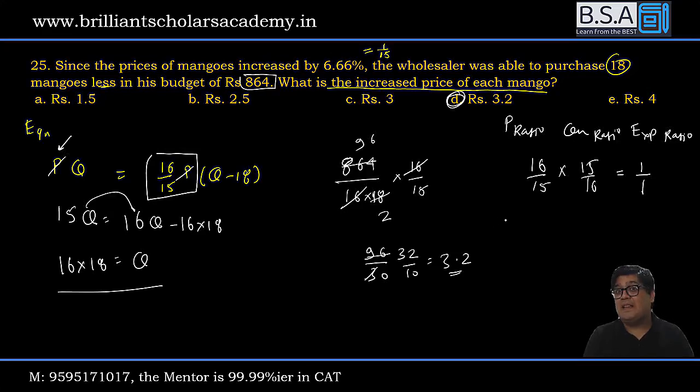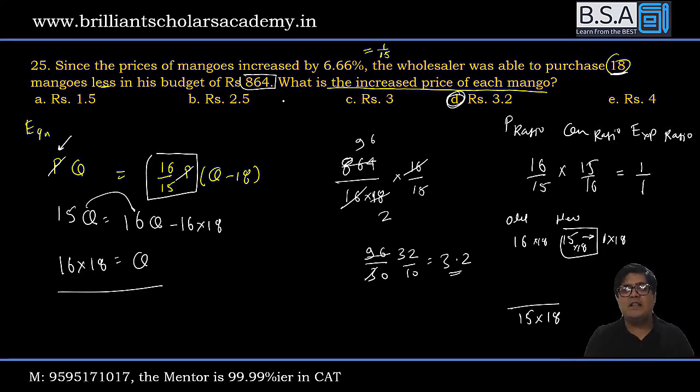That tells me the old quantity was 16. The new quantity is 15. There is decrease of 1. What is the actual decrease in quantity? 18. लगा दो 18. That means अभी का, आज का quantity is 15 into 18. What is आज का खर्चा? 864. इसको कैंसिल करोगे जब आप, तो you will definitely get 3.2 rupees.